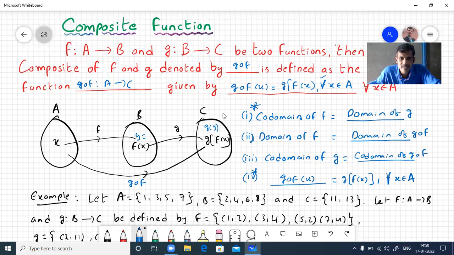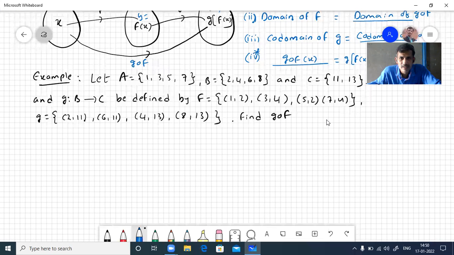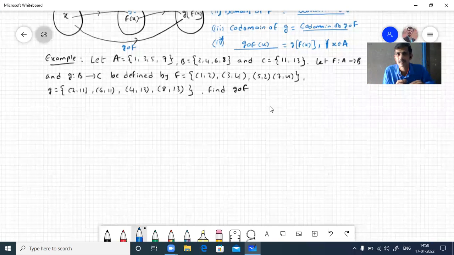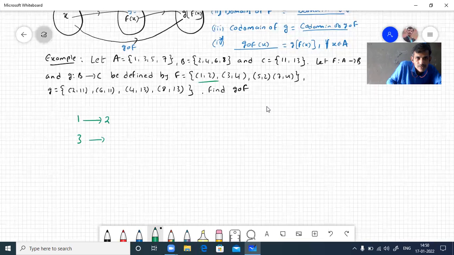We'll do some small illustration, then we'll get an idea. We are not using the definition or doing any questions, just writing an illustration. We took two functions, f maps A to B and g maps B to C. How they are defined means the ordered pairs are given in f. I can write like this for our understanding. Here see, 1 maps to 2, next 3 maps to 4, 5 maps to 2, and 7 maps to 4. This is how the function f is defined.